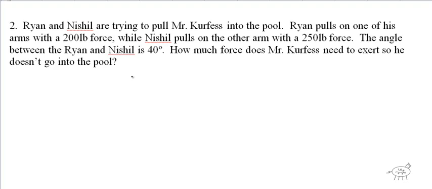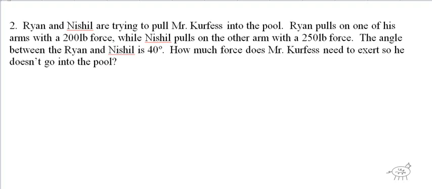Okay, so number 2: Ryan and Ashiel are trying to pull Mr. Curvis into the pool. Ryan pulls on one of his arms with a 200-pound force, while Ashiel pulls on the other arm with a 250-pound force. The angle between Ryan and Ashiel is 40 degrees. How much force does Mr. Curvis need to exert so he doesn't go into the pool?